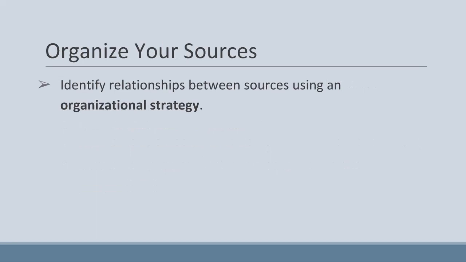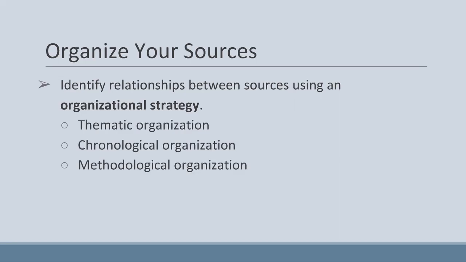To identify relationships between your sources and plan the layout of the literature review essay, decide on an organizational strategy. An organizational strategy helps you group sources, figure out how to demonstrate relationships between those sources in the literature review, and how to structure the essay itself. There are several organizational strategies to pick from. Organizational strategies include thematic organization, chronological organization, and methodological organization.